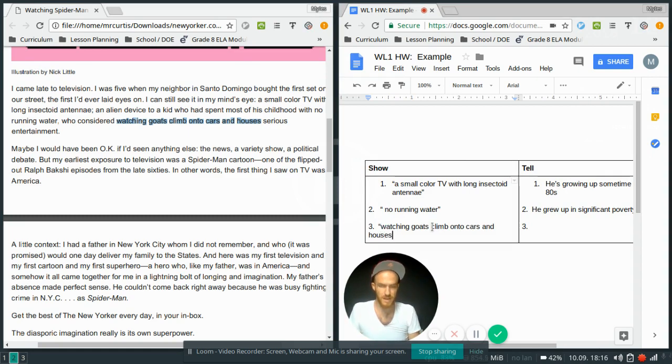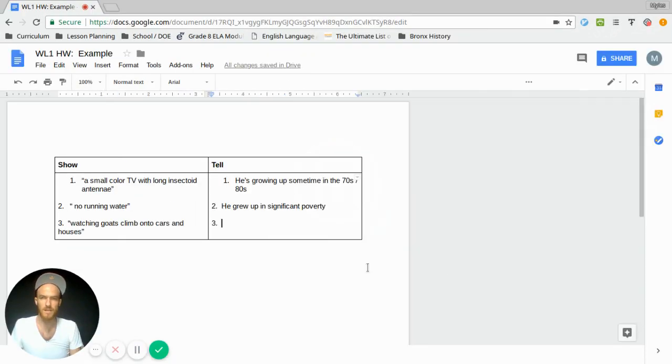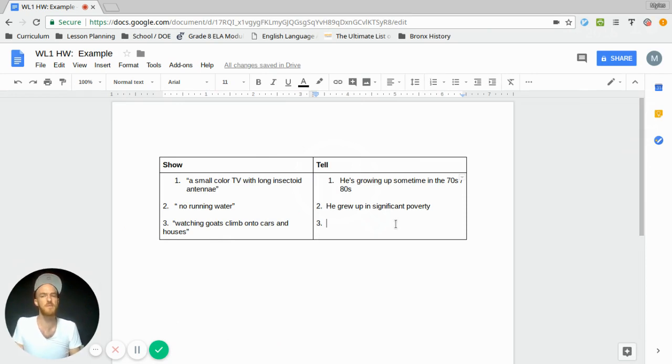So that's a funny detail. He's like, that's what I did with my time before TV, right? What does it tell me? It tells me a couple things. If I'm trying to imagine what Santo Domingo is like, and I've never been there, that gives me a powerful detail that shows me a lot about the setting.